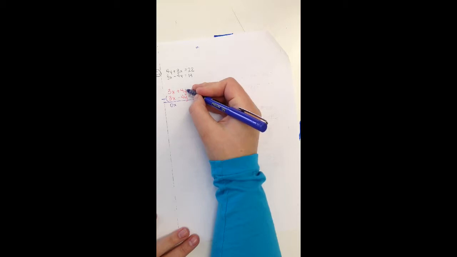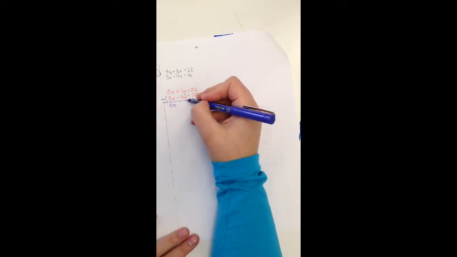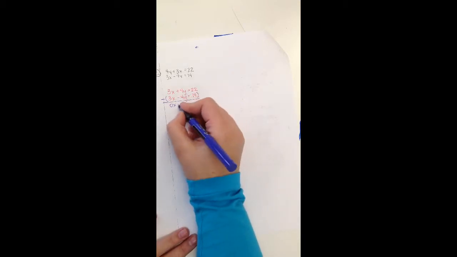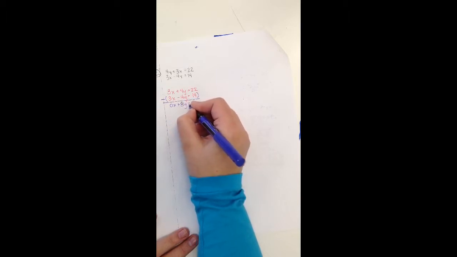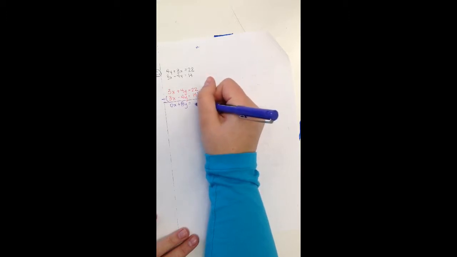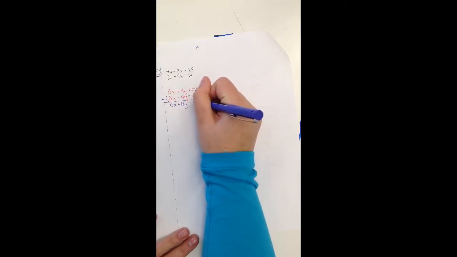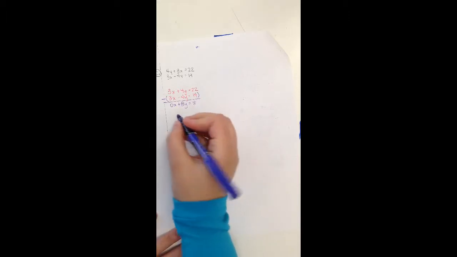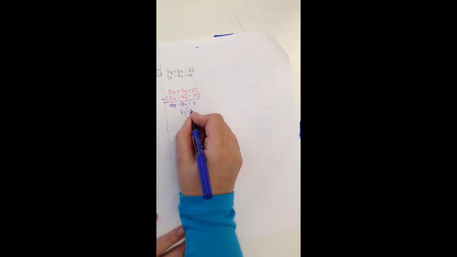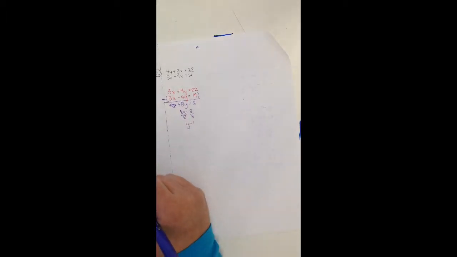Then I have positive 4y minus a negative 4y. Now when I subtract a negative, it's the same thing as adding a positive. So I'm saying 4y plus 4y is 8y, positive 8y, equals, and then 22 minus a positive 14 is 8. So now I know that my 0x's cancel. I have 8y equals 8. Divide each side by 8. Y equals 1. Go ahead and plug that into any equation.